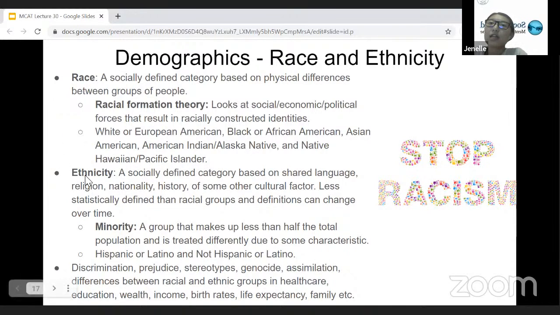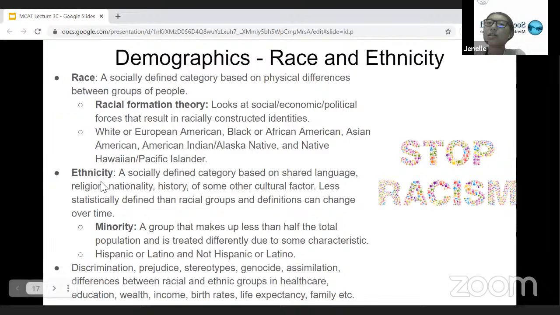On the other hand, ethnicity is a socially defined category based on shared language, religion, nationality, history, and some other cultural factors as well. So ethnicity is a little less statistically defined than the racial groups above, and their definitions can also change over time. And a minority group, within ethnicity, is a group that makes up less than half the total population and is treated differently due to some characteristic. This varies between each of the different groups.